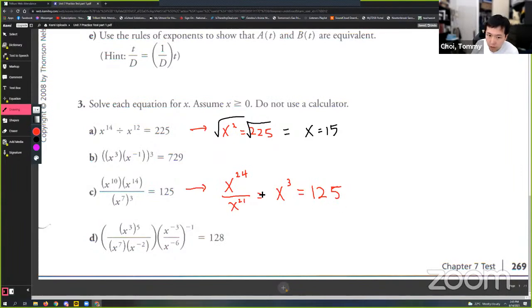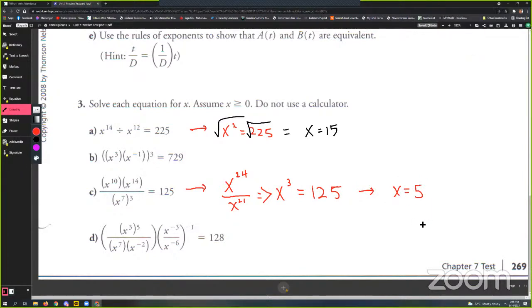So what would x be here? Well, if we cube root it, or if you were to type in a calculator, what multiplies by itself 3 times to get 125? It would be 5. 5 times 5 times 5 is 125.